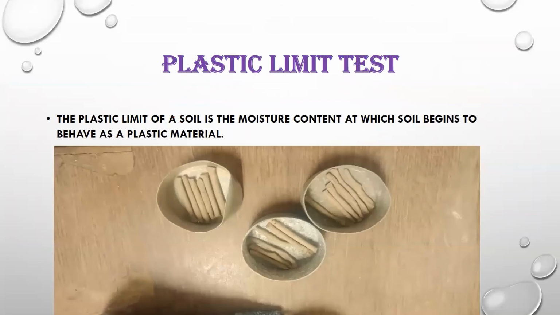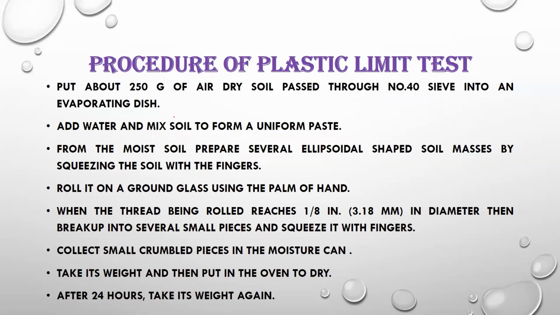I am moving towards the plastic limit test, and you can see these are threads. The plastic limit of a soil is the moisture content at which soil begins to behave as a plastic material. The procedure of the plastic limit test is to put about 250 gram of the air dry soil, passed through number 40 sieve, into an evaporating dish. Add water and mix the soil to form a uniform paste. From the moist soil, prepare several ellipsoidal shaped soil masses by squeezing the soil with the fingers. Roll it on a ground glass using the palm of the hand.